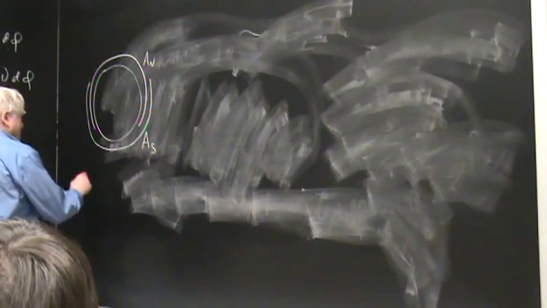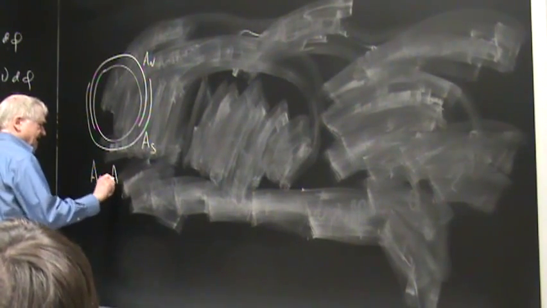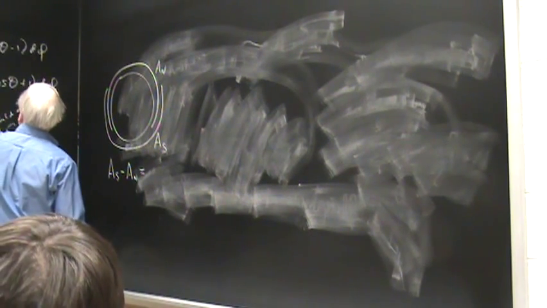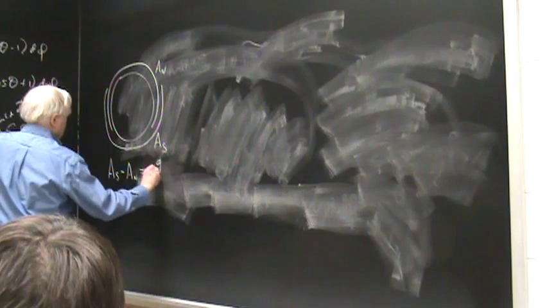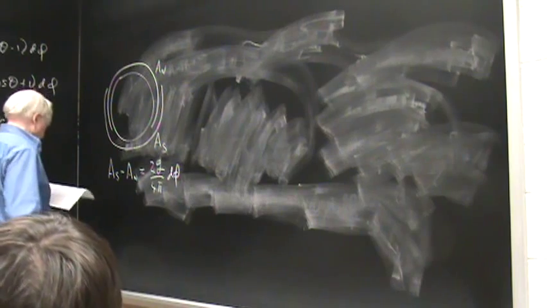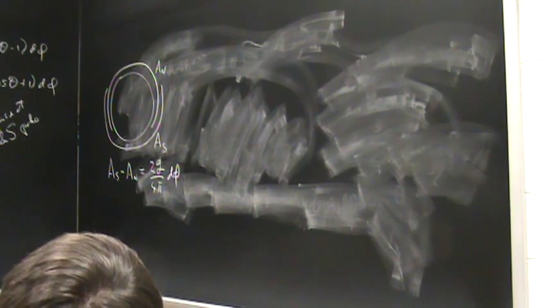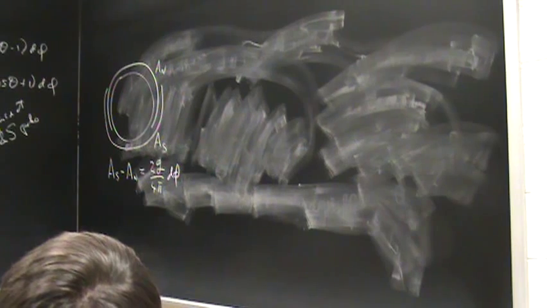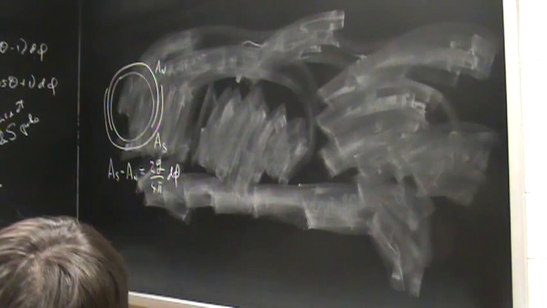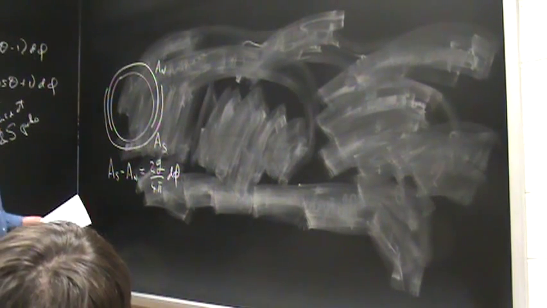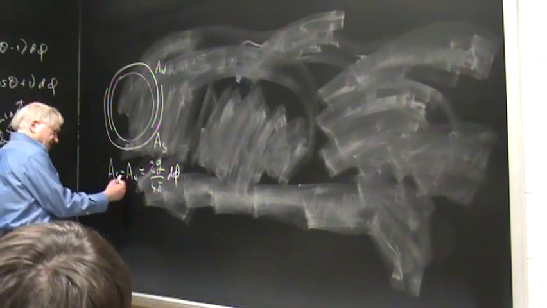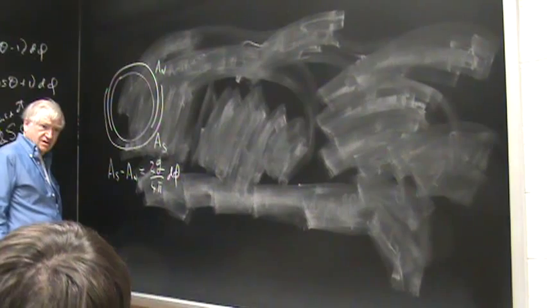Well, the problem is that we have A south minus A north. Where they overlap, what is it? Well, it's 2g over 4 pi d phi. And that's not zero, and so we may have a problem. The solution to the problem is to interpret this as a gauge transformation.